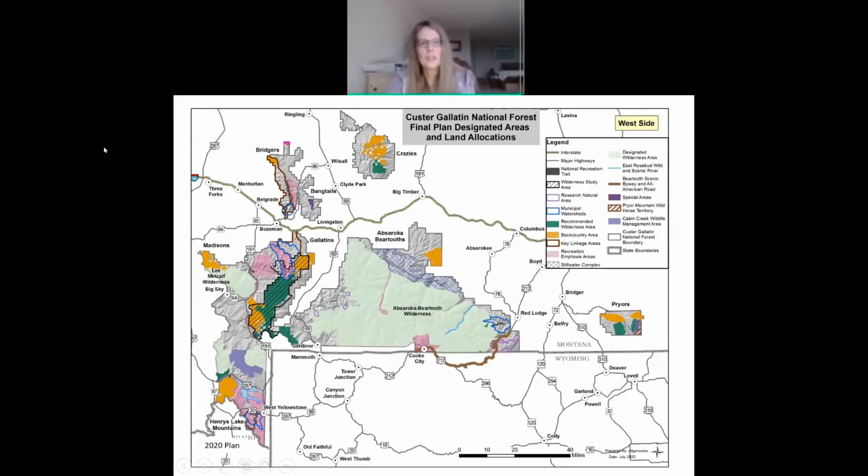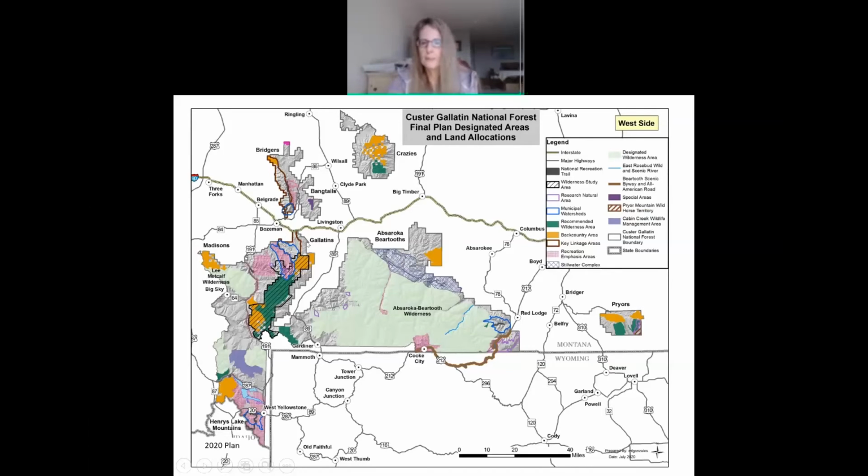Now we'll go to the west side of the forest and the maps get a little more complicated. So I don't know if you can see my mouse at all, but here we are in Bozeman. And these maps show both the existing allocations like designated wilderness and the land allocations of the plan with just kind of an overview with green for recommended wilderness, gold for backcountry areas, pink for recreation emphasis areas. There's a blue hatch north of the Absaroka Beartooth Wilderness for the Stillwater Complex, and then a heavy brown outline for key linkage areas on the west side of the Bridgers and the north side of the Gallatins.